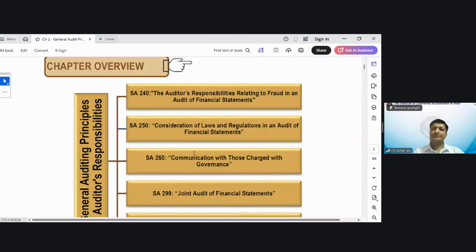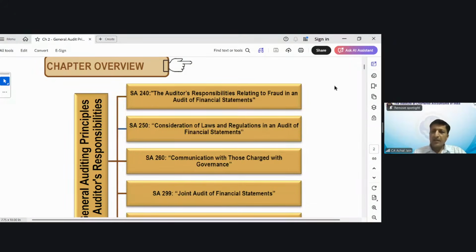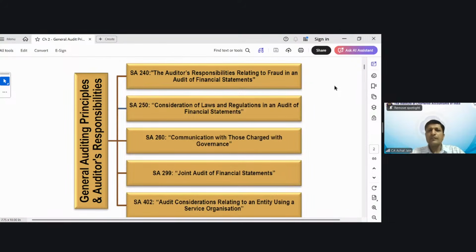Welcome back. Today we are going to start with another chapter, and some of the topics we are planning to cover. First of all, we'll talk about the auditor's responsibility in relation to fraud, a very important consideration as far as audit is concerned.